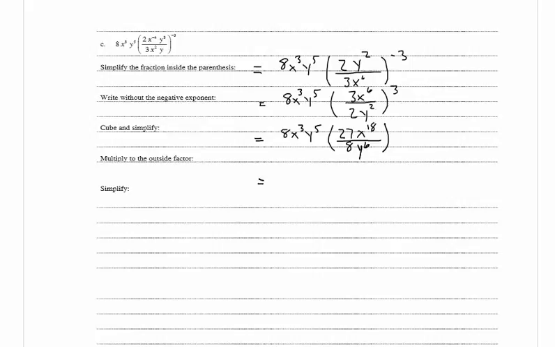So we have 8 times 27, and we have x cubed times x to the 18th is x to the 21st times y to the 5th divided by 8 y to the 6th. And now 8 divided by 8 is equal to 1. And we have the quotient rule here, y to the 5th divided by y to the 6th is going to be y to the negative 1 in the numerator, or y in the denominator. So we're going to have a y in the denominator, and we're left with 27x to the 21st in the numerator.